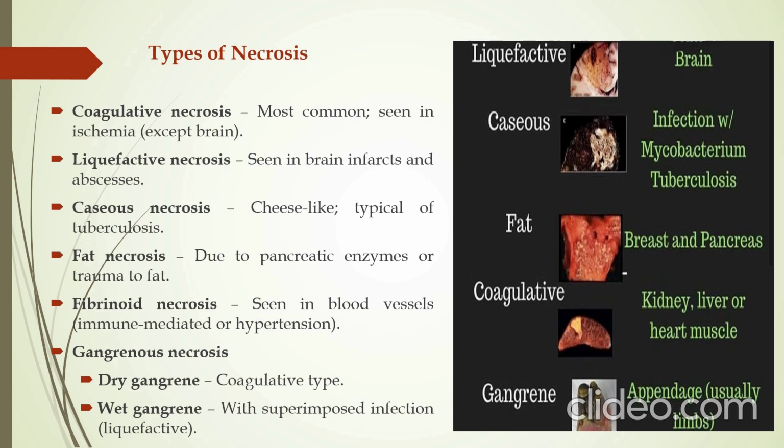Fibrinoid necrosis affects blood vessels where immune complexes and plasma proteins deposit in the vessel walls, giving a pink fibrin-like appearance microscopically. Gangrenous necrosis is a clinical term used for large areas of tissue death, presenting as dry gangrene or wet gangrene with superimposed infection causing liquefaction.